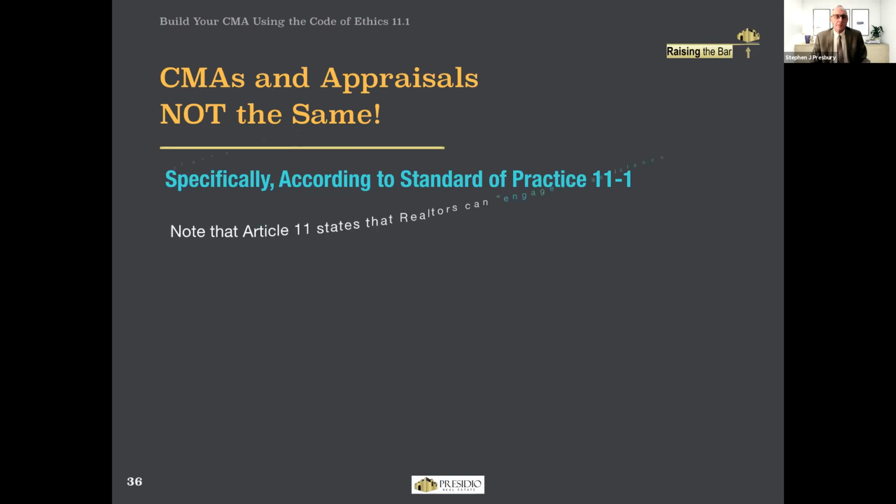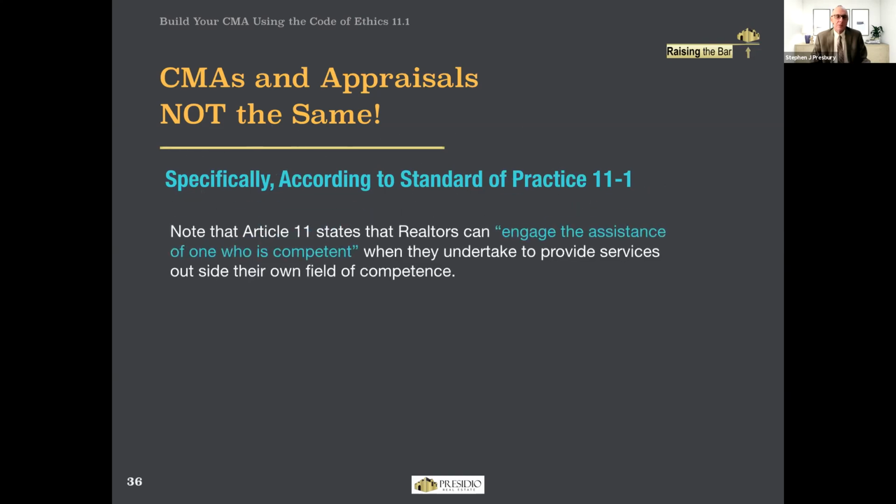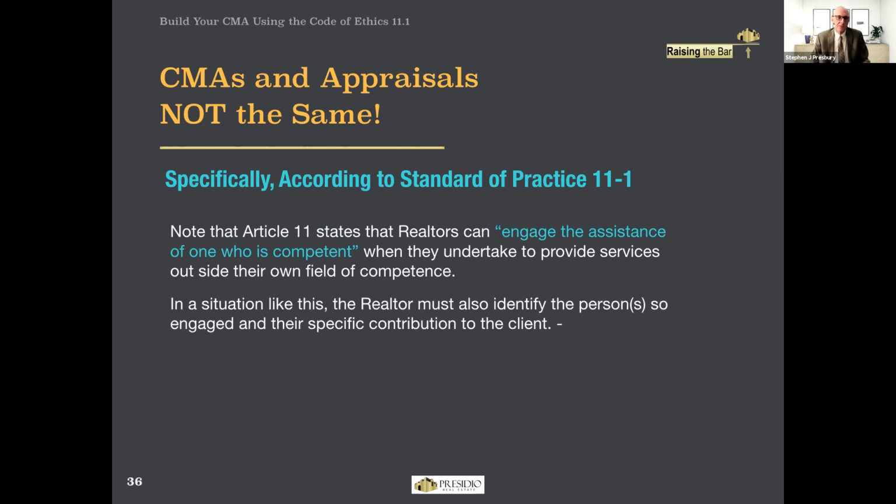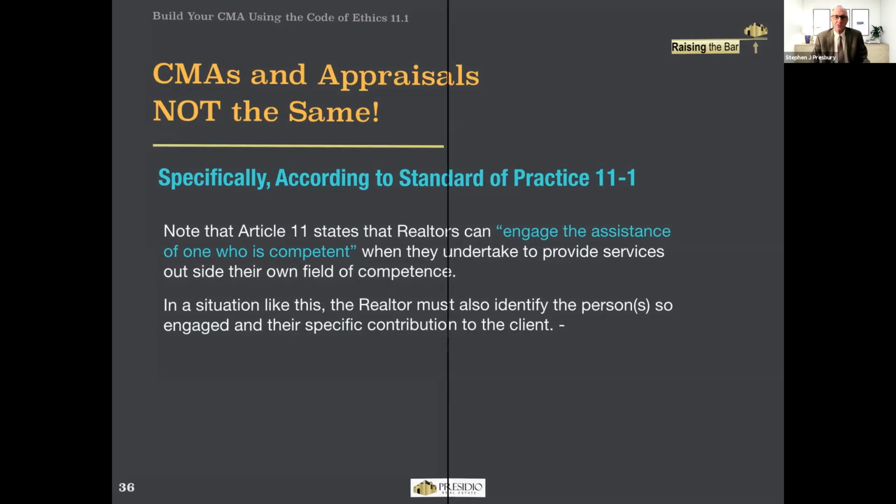So it carries on. Note that Article 11 states that realtors can engage the assistance of one who is competent. That's when they undertake to provide services outside of their own field of competence. In this situation, the realtor must also identify the person or persons so engaged and their specific contribution to the client. So if we do need to have some extra help, we need to disclose that to the client. Any questions on that one?